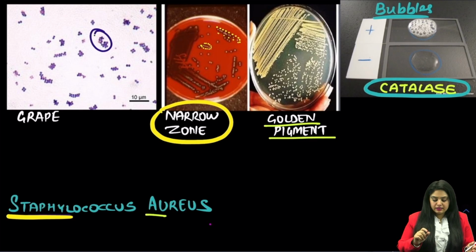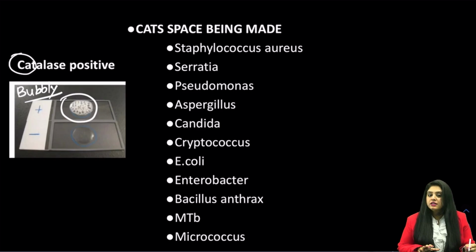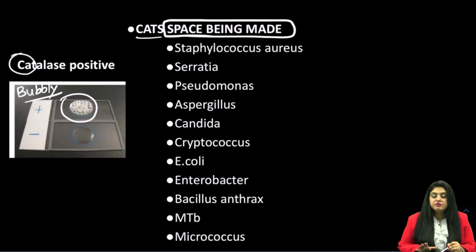Should we revise all the catalase positive organisms first? Yes. So the simple rule is that cats are very, very bubbly. Cats are very bubbly. They keep running around from one place to another. So I need a lot of space for them, otherwise a cat cannot sit at one place. So catalase is bubbles, and they are going to move around a lot. So that is space being made. Space being made means, now let's start learning.